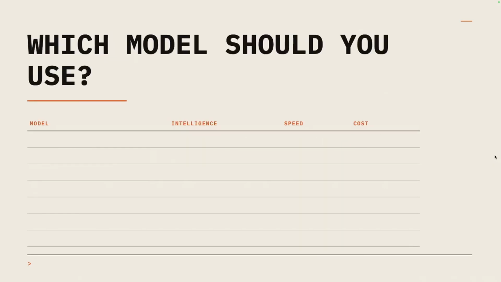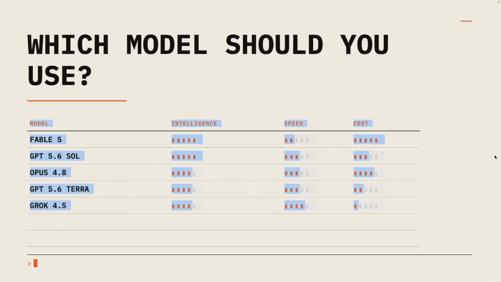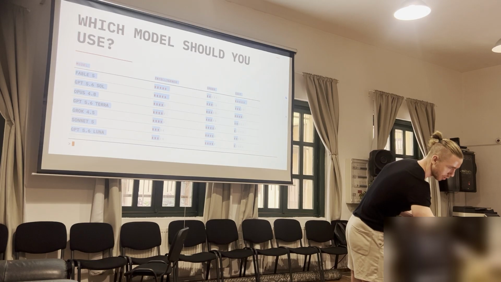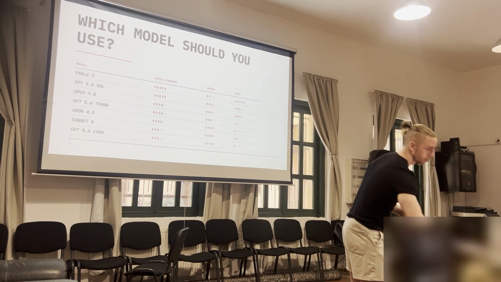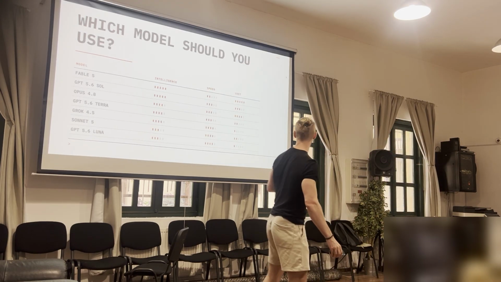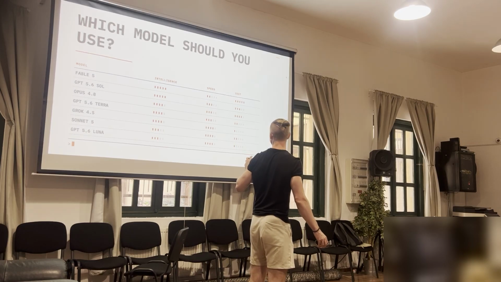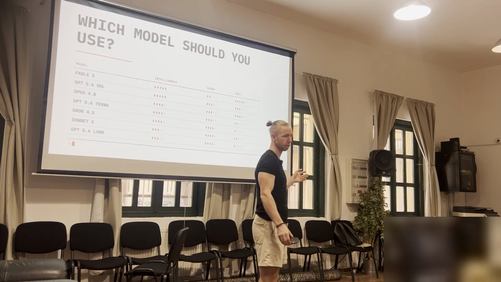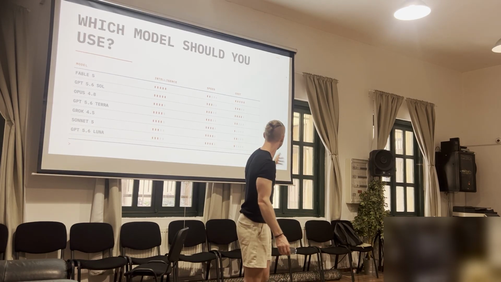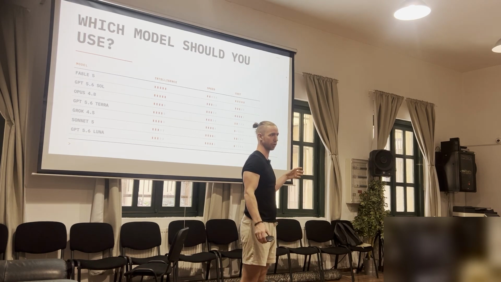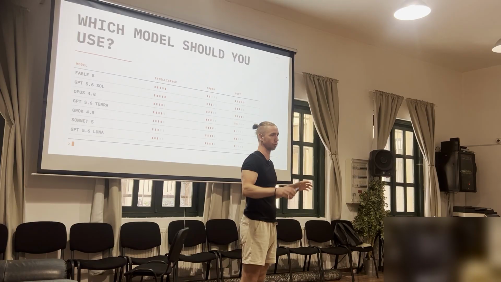All right. I have a quick table here, which is basically which models should you use, and it has some models that are not in Claude, but just to kind of give you an idea. So Fable is, I think, the most intelligent model right now. It also costs a lot of tokens. It's very token heavy, so you might burn your subscription very fast, especially if you're only on a pro plan.